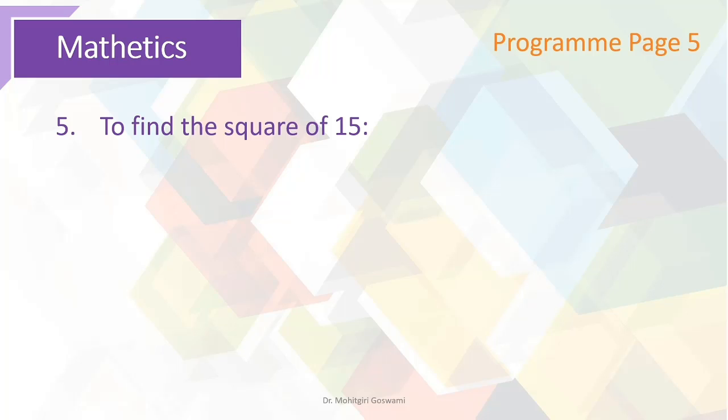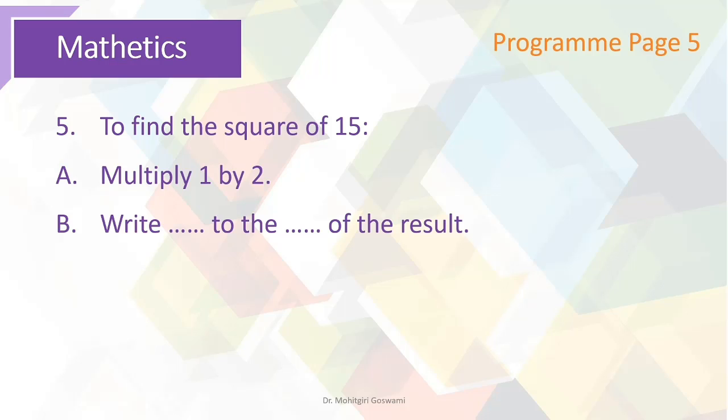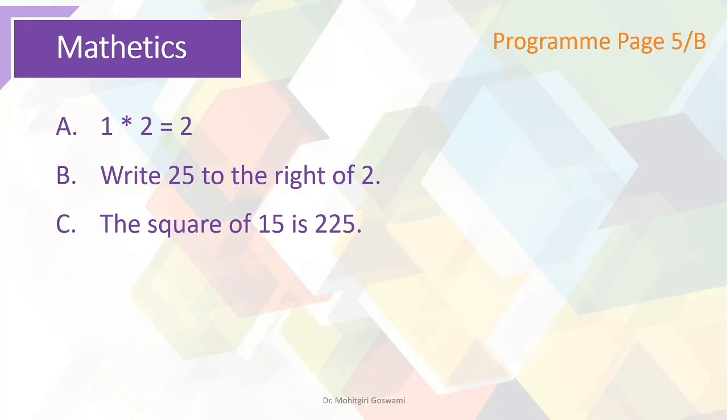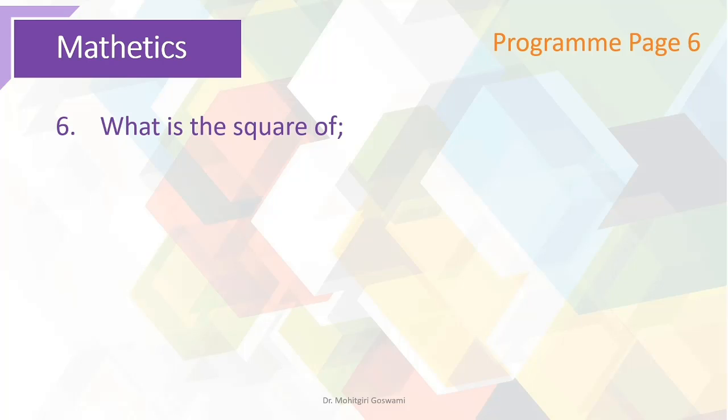To find the square of 15, multiply 1 by 2. 1 into 2 is equal to 2. Write 25 to the right of 2. So the square of 15 is 225.